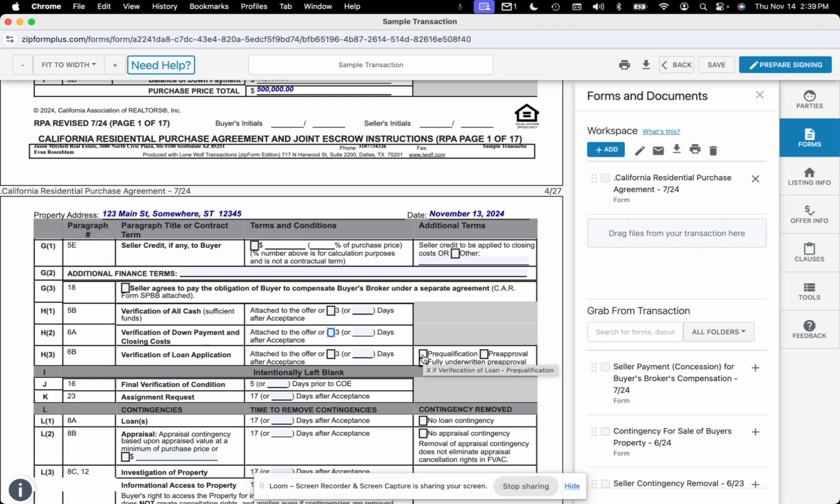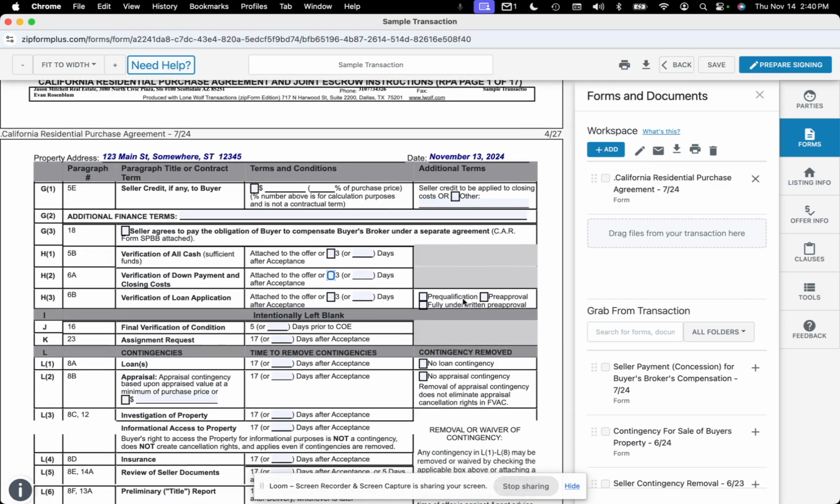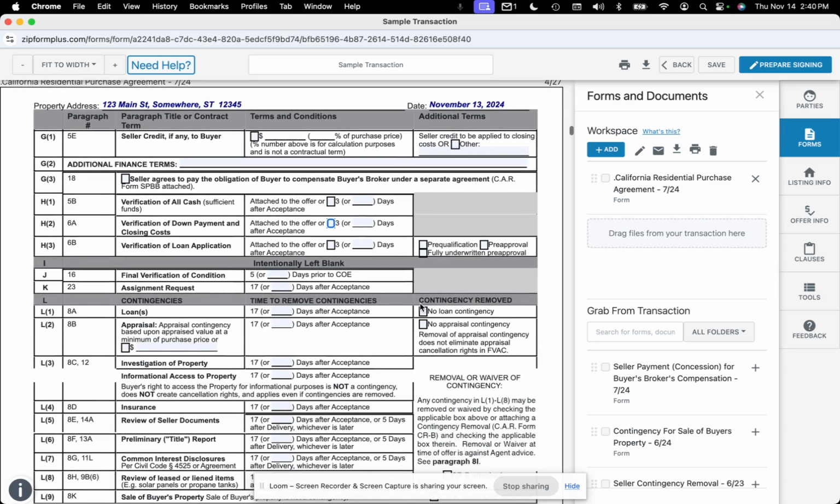Is it a pre-qualification, the first stage? Is it a pre-approval, the second stage? Or is it a fully underwritten pre-approval, which is less likely to have happened? Usually the underwriting process happens once you're in contract. You would check the appropriate box and move on.